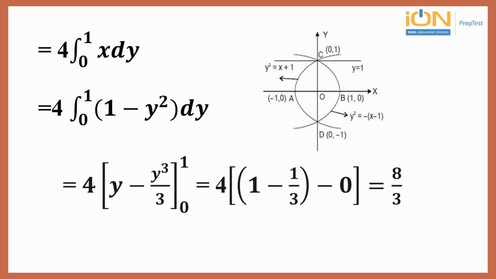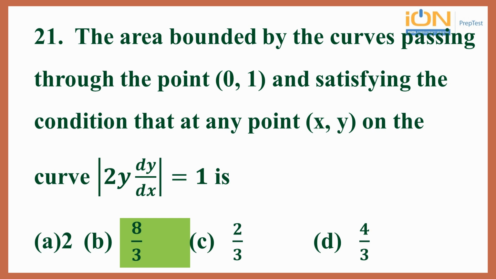by taking horizontal strips, y ranging from 0 to 1. So we shall integrate x dy, and x on this curve is clearly 1 minus y squared. So 1 minus y squared has to be integrated within the limits 0 to 1. So what we get, on simplification, is that the answer would be 8 by 3. Therefore, the right option is the second option, that is 8 by 3.